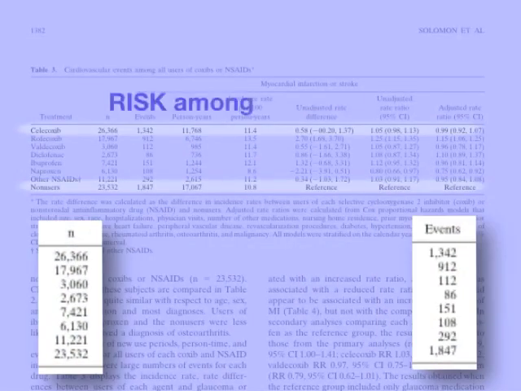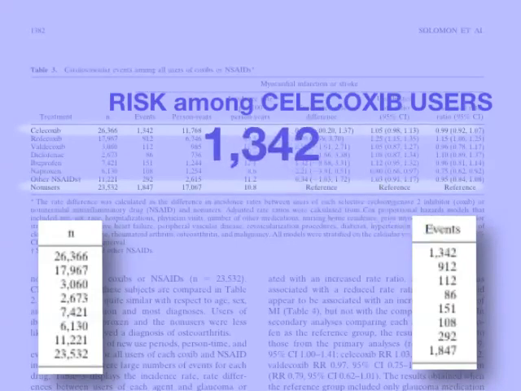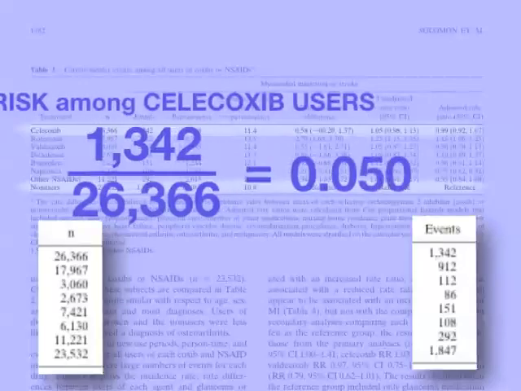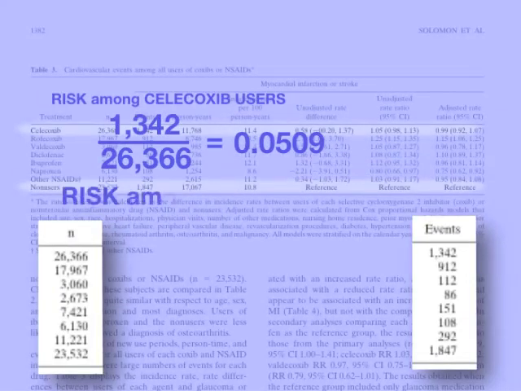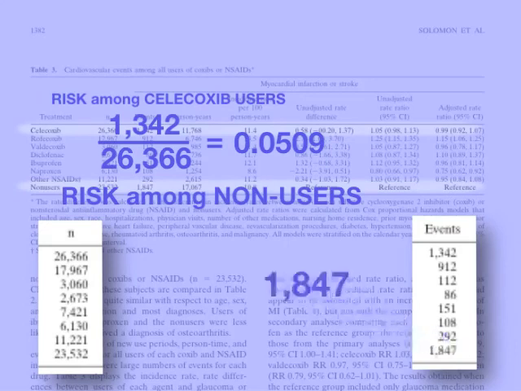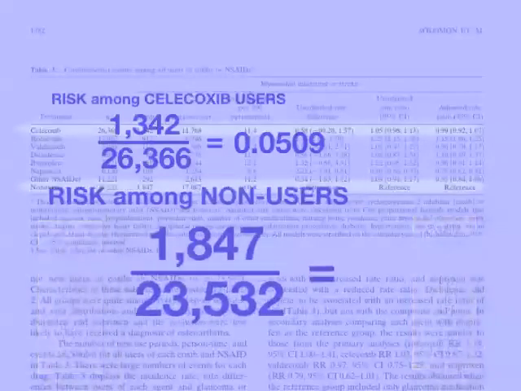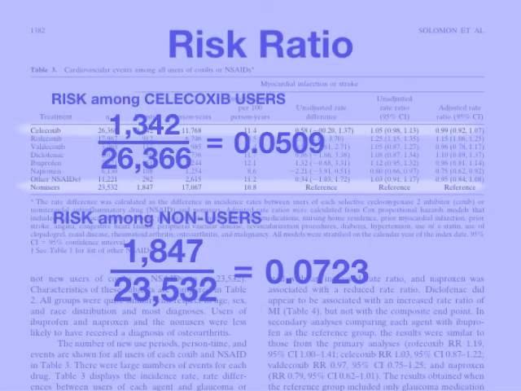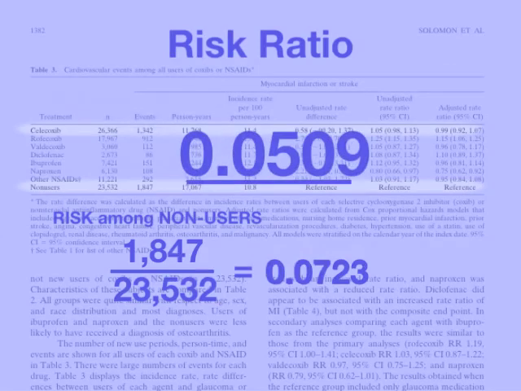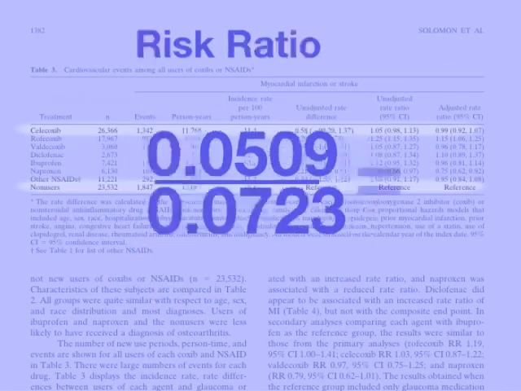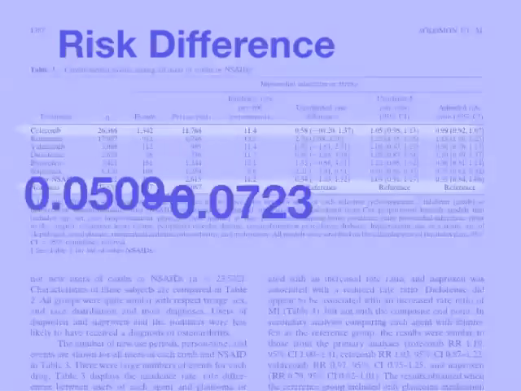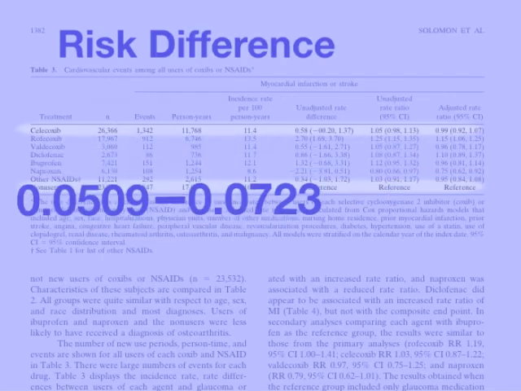Therefore, the risk among celecoxib users is 1,342 over 26,366 equals 0.0509. And the risk among non-users is 1,847 divided by 23,532 equals 0.0723. The risk ratio is therefore 0.0509 over 0.0723, which is equal to 0.7. The risk difference is 0.0509 minus 0.0723 equals negative 0.0214.